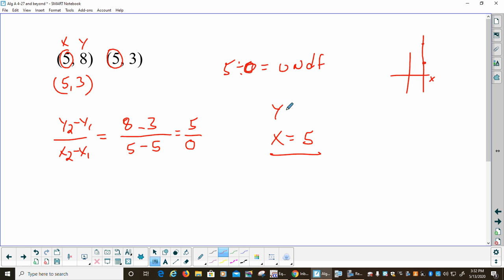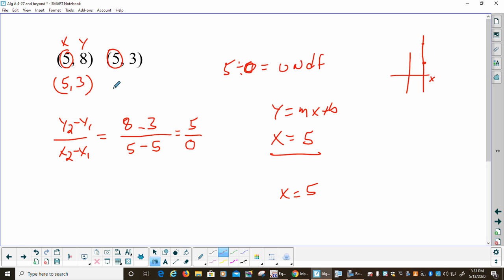It does not use this formula. It can't use this formula for it. It only has an x because the line only crosses the x. Okay? If you recognize the x's are the same, you can skip all this work and just go, oh, the x's are the same? So then x equals 5 and you're done. You don't have to do all this work.